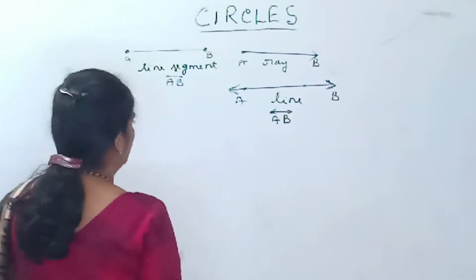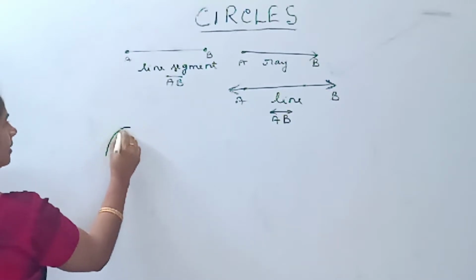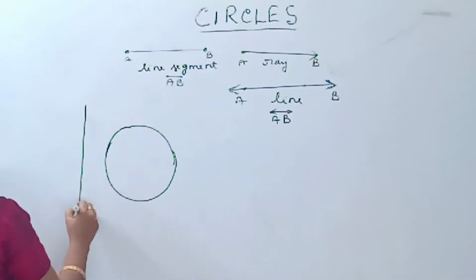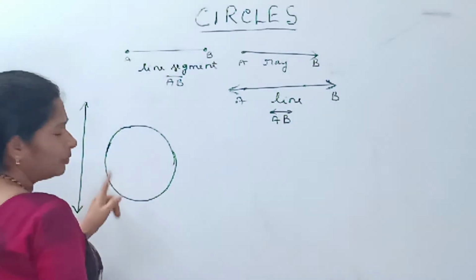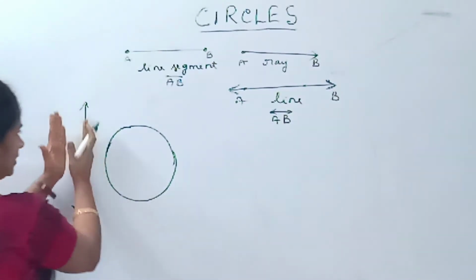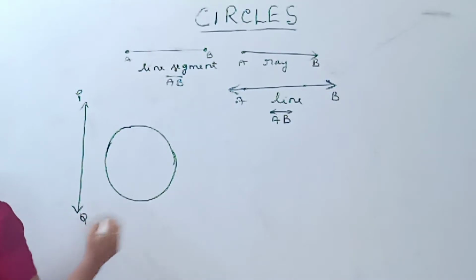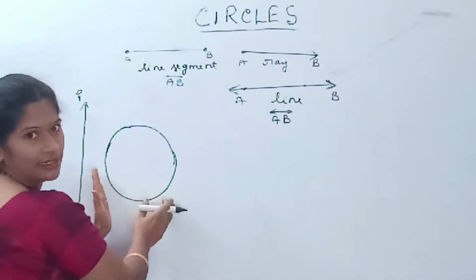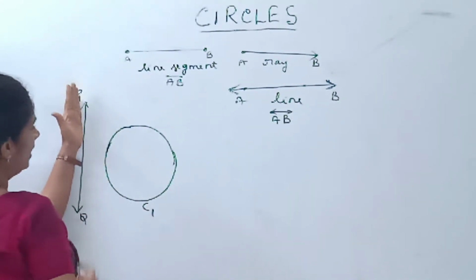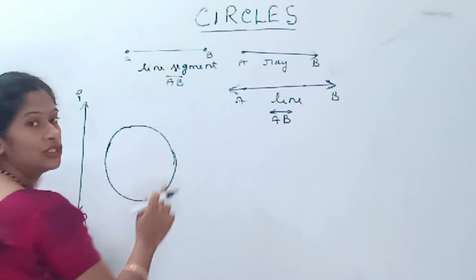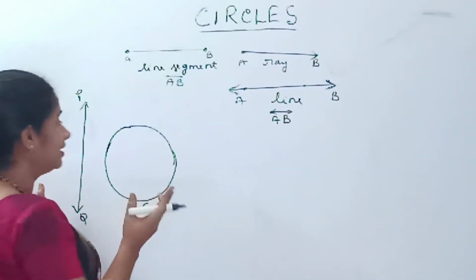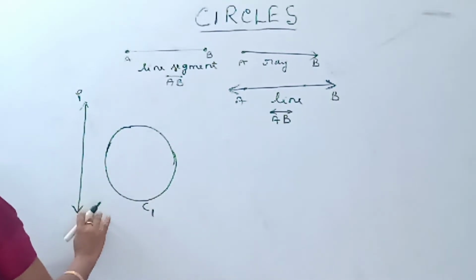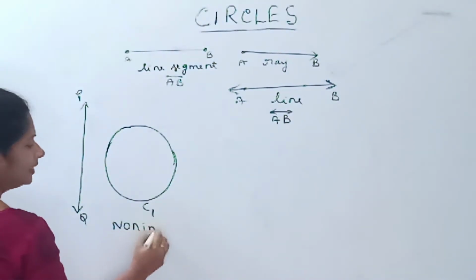Is it clear? Now, let me draw one circle. Now let me draw one line. What is your observation, children? Let me write this straight line as PQ and the circle as C1. This straight line does not touch the circle, isn't it? So the straight line PQ and the circle do not have any common point, and the line is not intersecting the circle. Such type of lines we call non-intersecting lines.